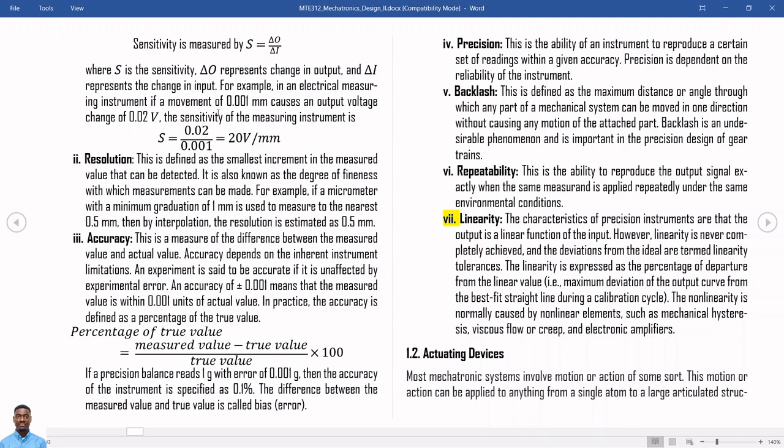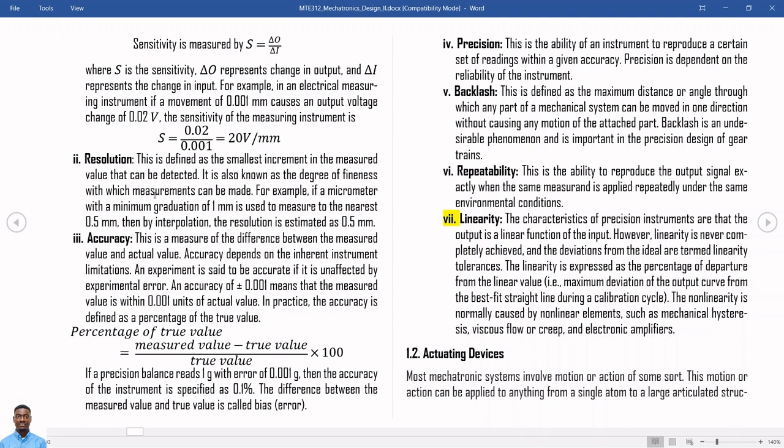So if you want to measure the sensitivity of such a sensor, it's just 0.02 divided by 0.001, and you have your sensitivity output for that sensor as 20 volts per mm. So that is just a simple example of your sensitivity.